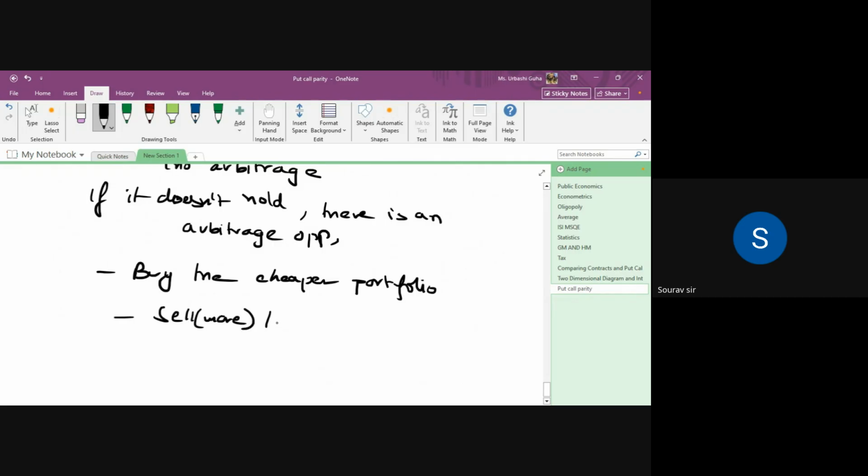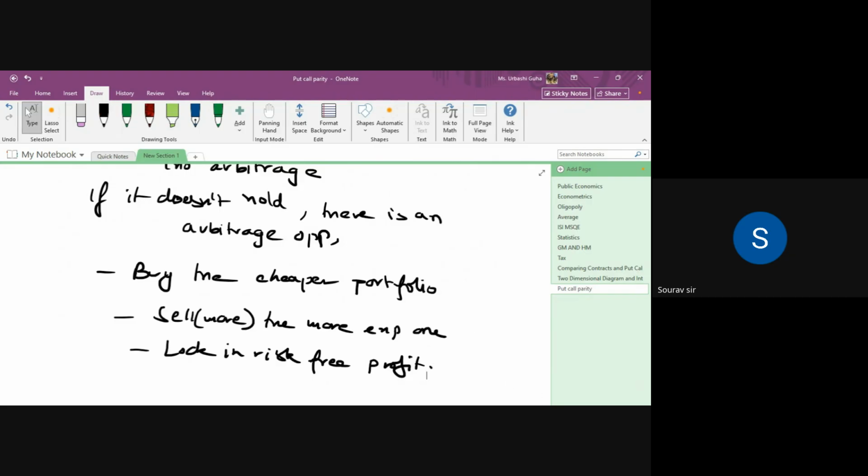So the more expensive one, and lock in risk-free profit. So put call parity must always hold in a frictionless market. Any violation means arbitrage. This is why put call parity is called one of the most important relationships. Next, this is the no arbitrage principle.